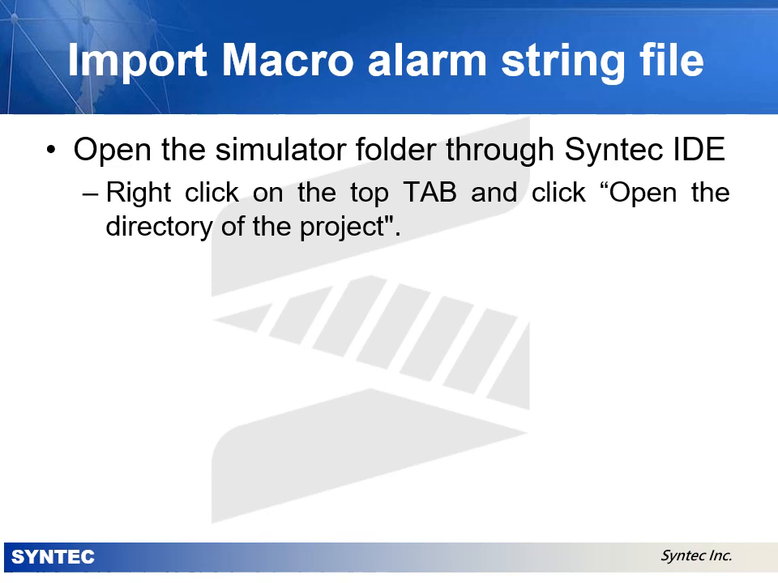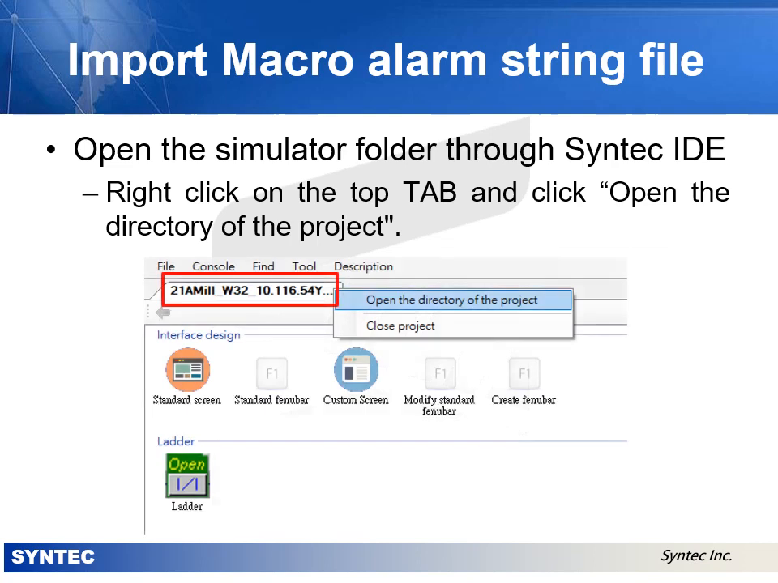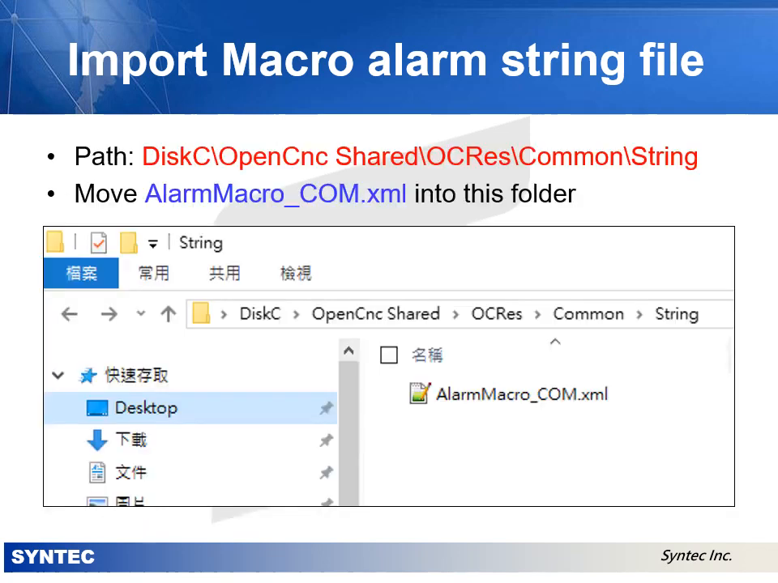All these testing items were done in the simulator through Syntec IDE. But due to the limitations of the software itself, the macro alarm string file created in the part 3 video had to be put into the simulator in another way. Please right-click on the top tab and click Open the directory of the project. This opens the simulator folder for this project.